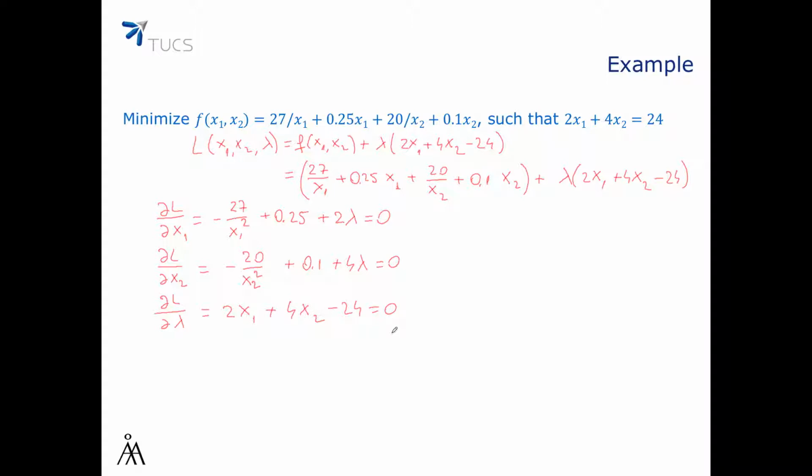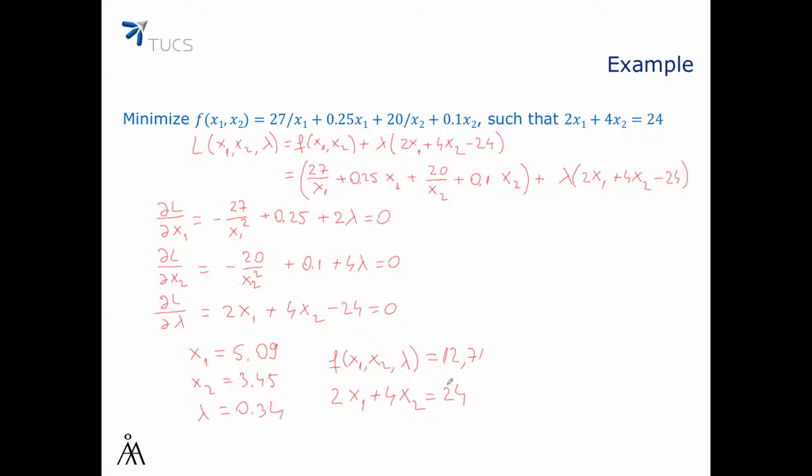We can calculate numerically the solution with some standard software, and we will find out that the solution is the following. x1 equals 5.09, x2 is 3.45, and lambda is 0.34. And for these values, f of x1, x2 will be 12.71, and for these particular values we will even find out that 2x1 plus 4x2 is about 24.